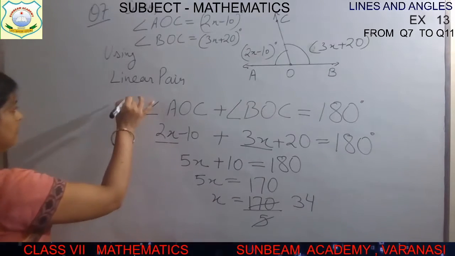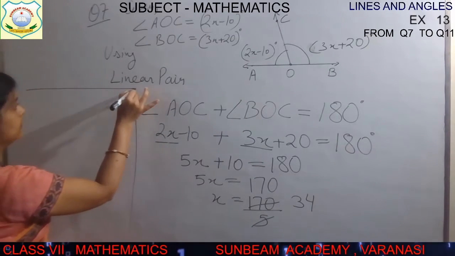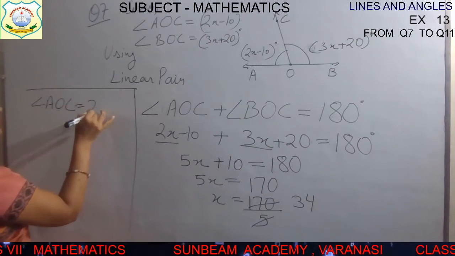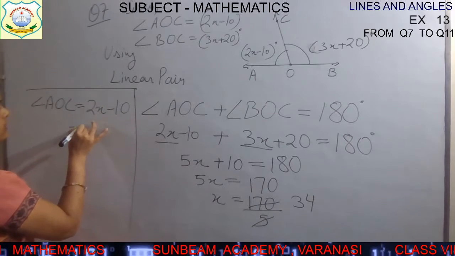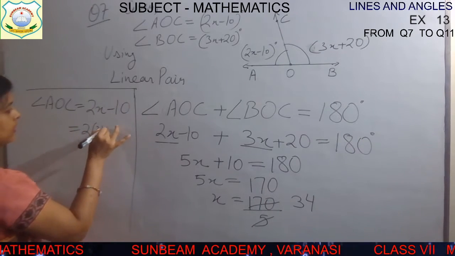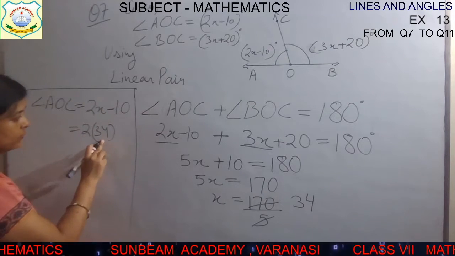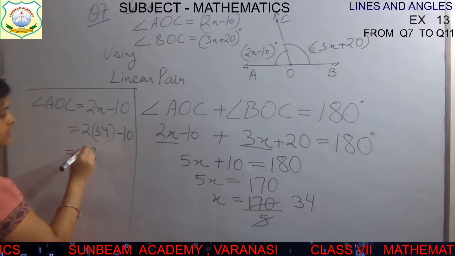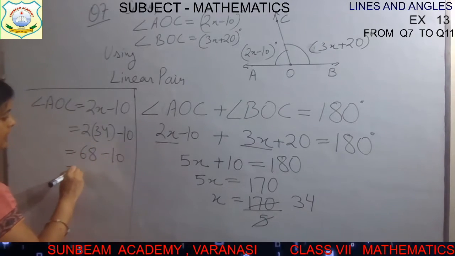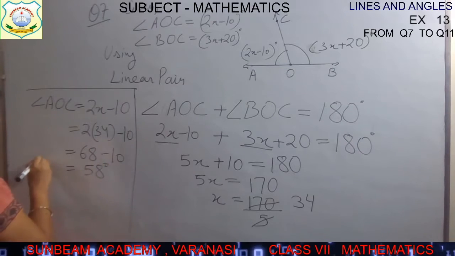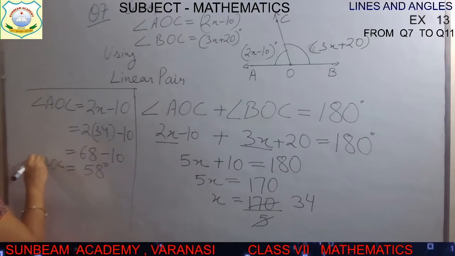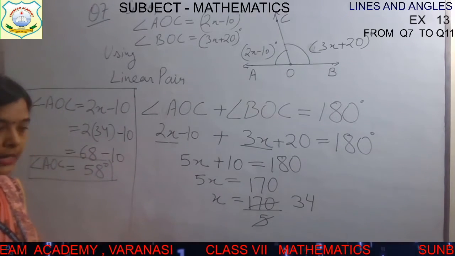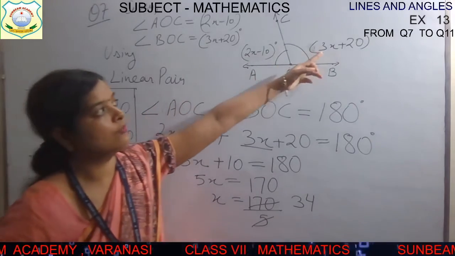Let's write down what you will write down. Now angle AOC is 2x minus 10. So what is x, children? x is 34. Keep it in place of x. 34 times 2 minus 10. 4 2s are 8, 3 2s are 6, minus 10. That's why it is 58 degrees. Angle AOC is how much? 58 degrees. Okay.